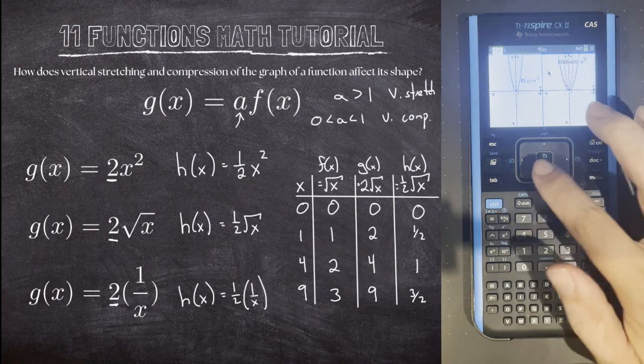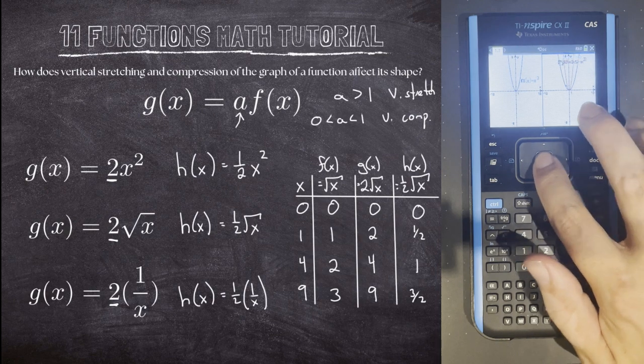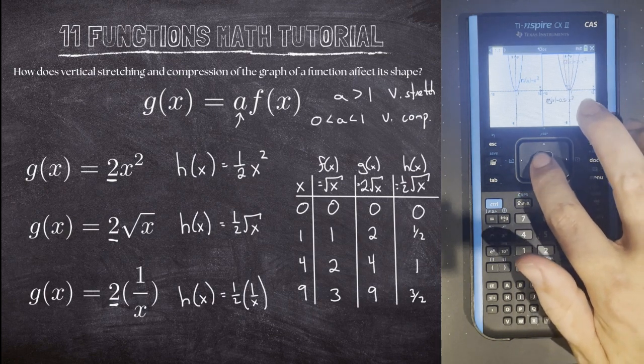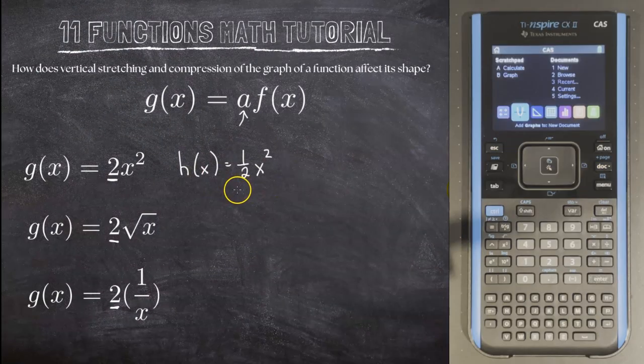You can see that our black graph here has been compressed vertically. Now let's do the same for our radical function, but let's look at this with a chart.